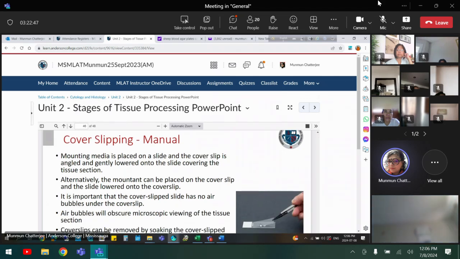You guys did that. Now you know. You are going to put some mounting media on the tissue, and then you are going to start from one side and slowly lower the cover slip, so there will be no air bubbles.